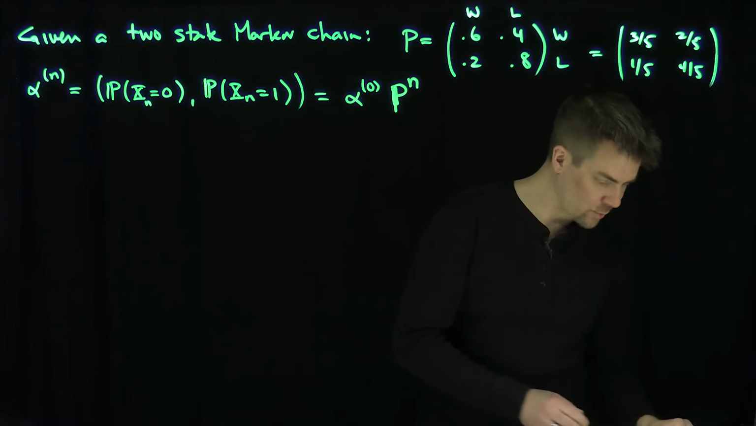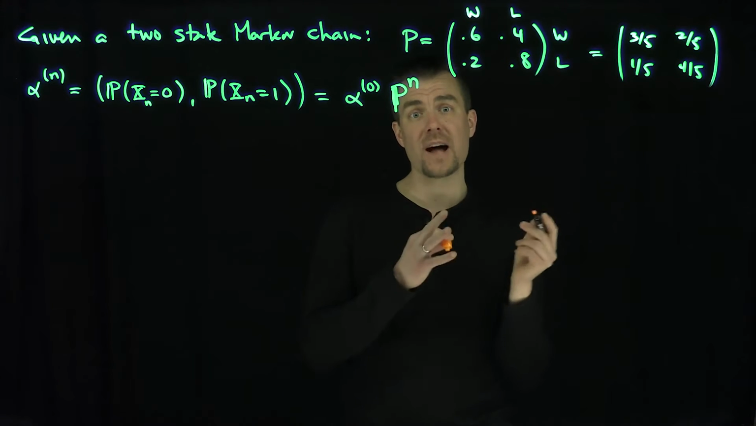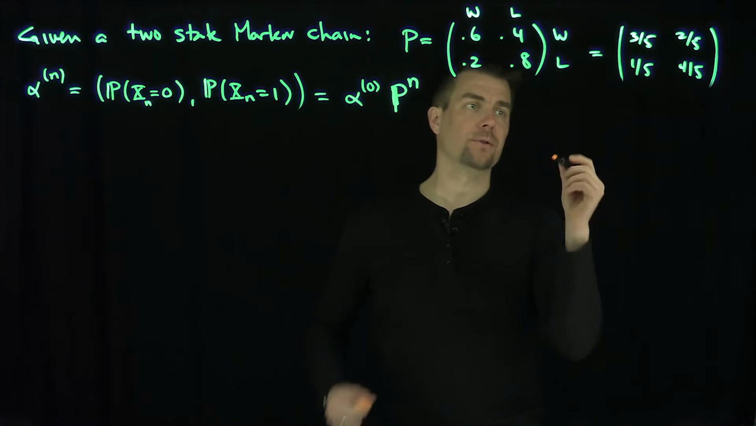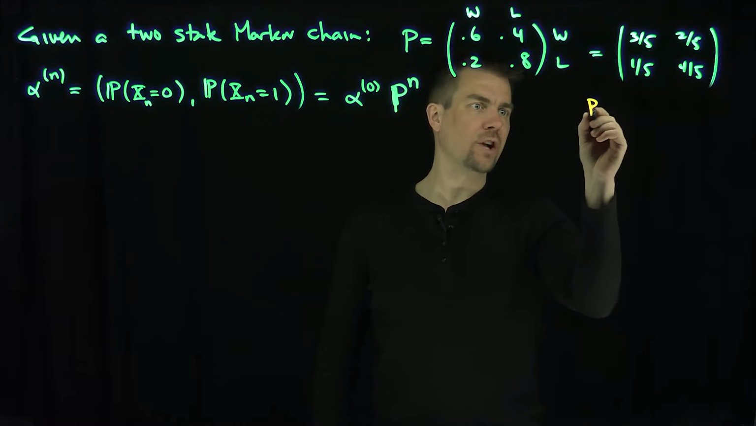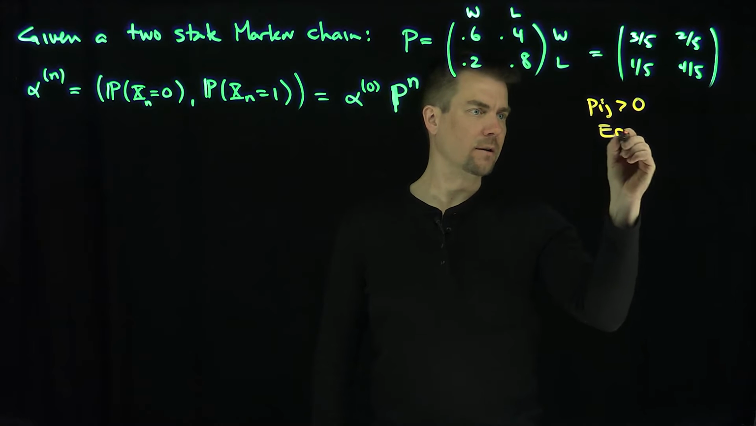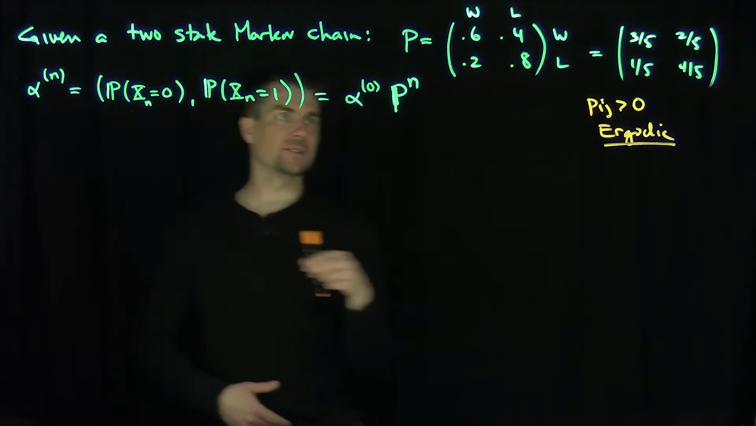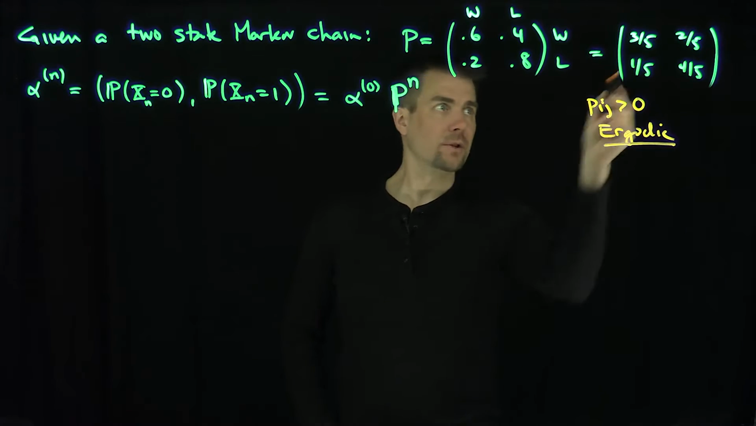So let's do it. Of course we need to find the eigenvalues to find P to the power n. All the entries in this matrix are positive, so P_ij is greater than 0, and our matrix is called ergodic. And ergodic matrices have nice stationary distributions. So let's find the eigenvalues.